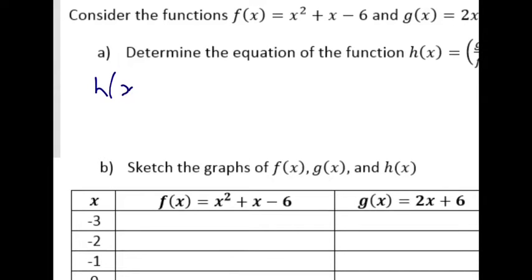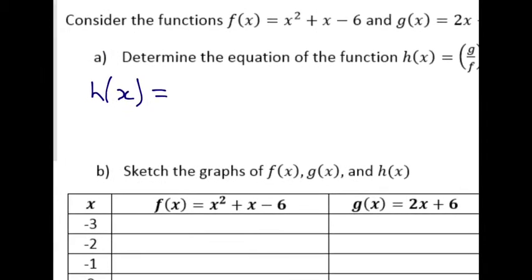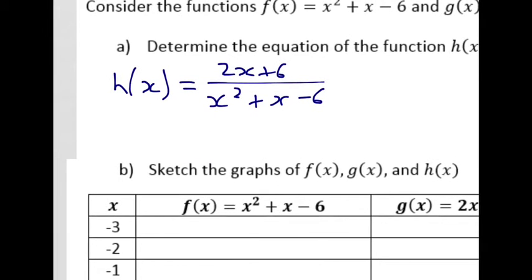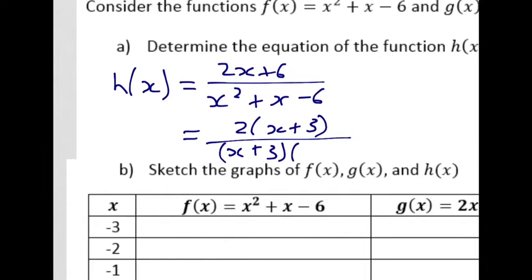So g is 2x plus 6, and f is x squared plus x minus 6. Any way we could simplify that? This goes back to your rational equations chapter. Maybe some factoring, yeah. Pull a 2 up top, and then down below would be x plus 3 and what's the other one? X minus 2, right?